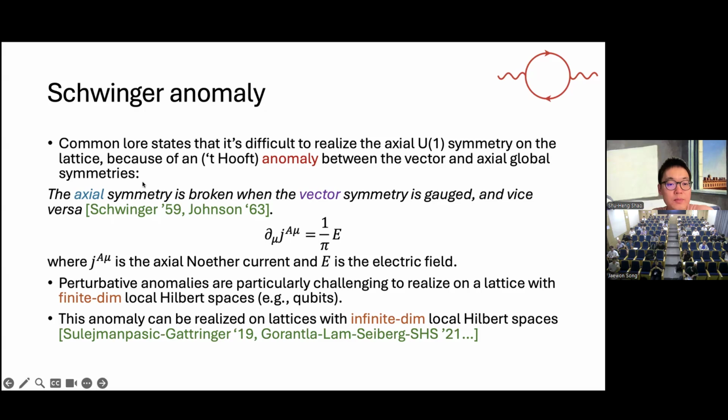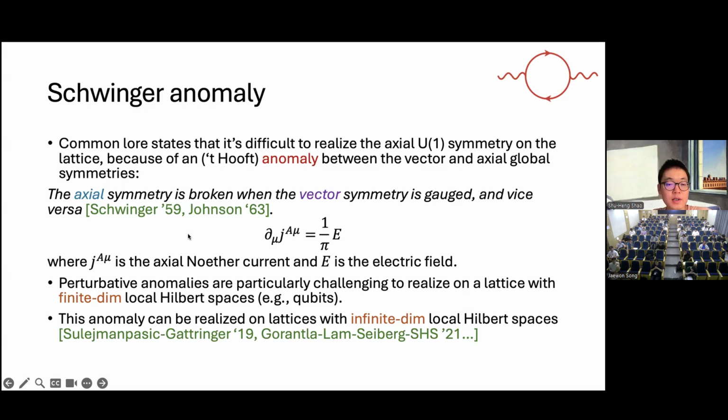But the key differences between that lattice model and the setup that I'm talking about today are, one, the model I'm talking about today is a Hamiltonian lattice model, whereas the modified Villain model is a Euclidean lattice model. This difference is not terribly important because the modified Villain model can also be turned into a Hamiltonian one. But the more important difference is that the local Hilbert space in the setup today is finite dimensional, whereas in the modified Villain model it's infinite dimensional.